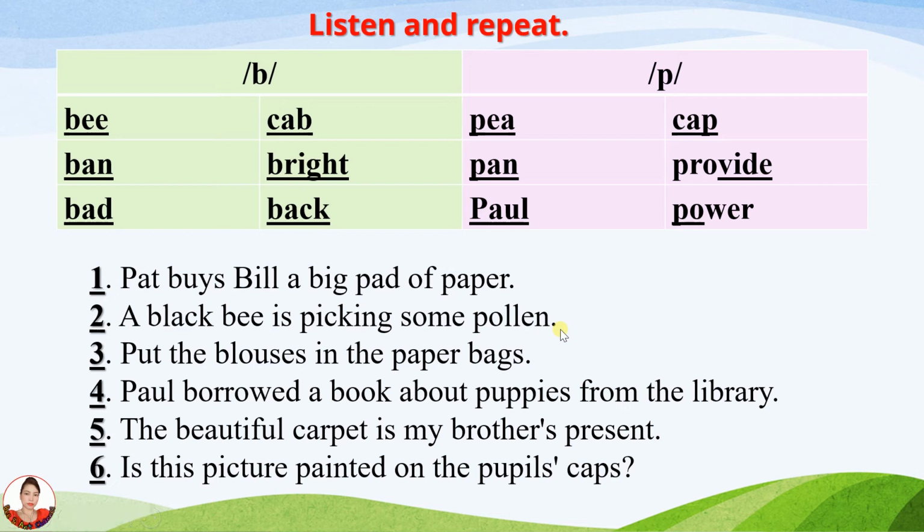Practice the sentences. Listen and repeat twice. 1. Pat buys Bill a big pad of paper. 2. A black bee is picking some pollen.